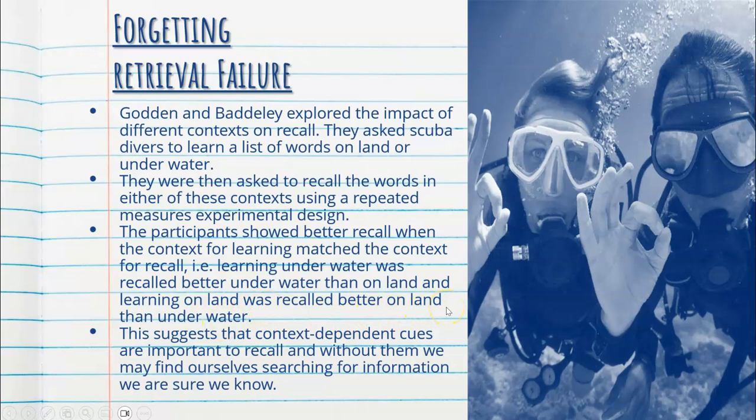This suggests that context-dependent cues are important to recall, and without them, we may find ourselves searching for information we are sure we know. This is also why it's recommended, if possible, that you study in either the same room or a very similar room to the one you'll be taking your actual test in, because studies have shown, like this one, that recall depends on the context cues in the retrieval process.